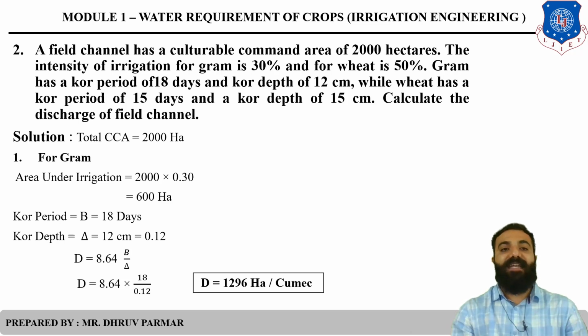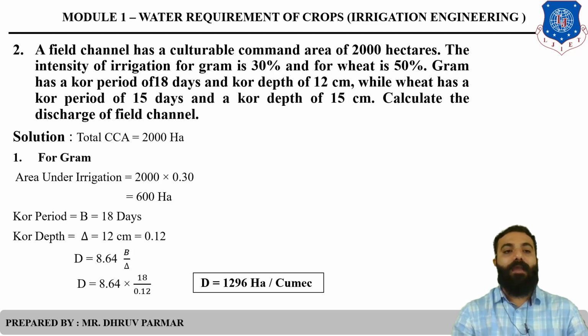Second example: a field channel has a culturable command area of 2000 hectare. The intensity of gram is 30%, for wheat is 50%. Gram has a kor period of 18 days and kor depth of 12 centimeters, while wheat has a kor period of 15 days and kor depth of 15 centimeters. So calculate the discharge of the field channel. Clear? First of all, we find out the discharge for gram and for wheat. Then we will add the discharges of the two crops.